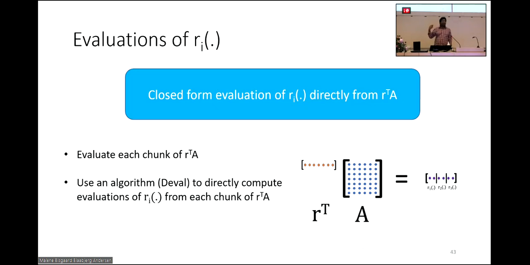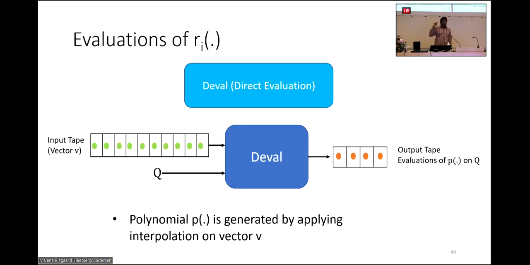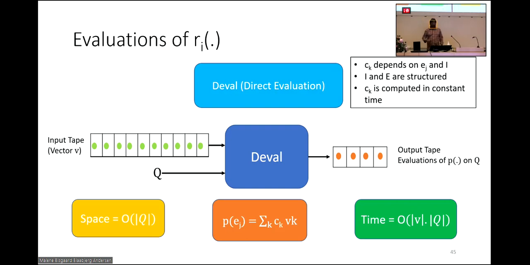And then the second part is that you want to compute the evaluations of Ri directly from RTA without actually interpolating and generating the Ri polynomials. For that, we use an algorithm called the D-eval algorithm, which takes in an input vector V, which you want to interpolate, and it will directly output the evaluations of P, where P is the polynomial generated by interpolating on vector V. The very nice thing about our interpolation points and evaluation points is that they have a very nice roots of unity structure. And so you can write an evaluation in a closed form, as a linear combination of the vector, where the term CK can be computed in constant time. So here the space is the number of evaluations you want to do, and the time is the vector size times the number of evaluations.